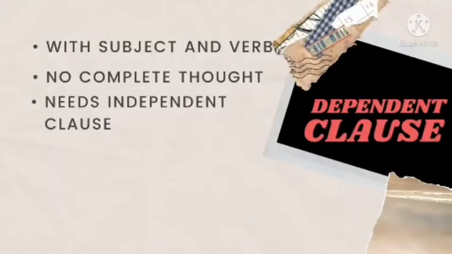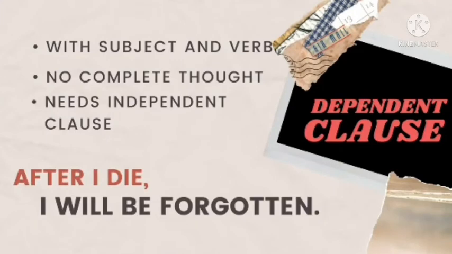In the example earlier, after I die, I will be forgotten. The first part is considered a dependent clause because it has a subject, which is I, and a verb, which is die. However, it begins with a subordinating conjunction, after, and has no complete thought.